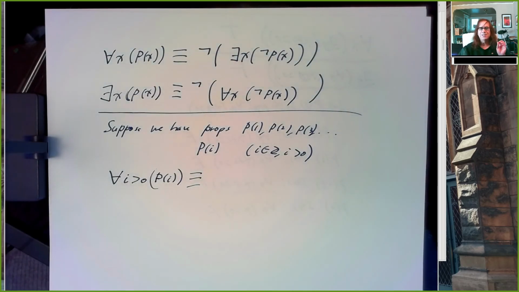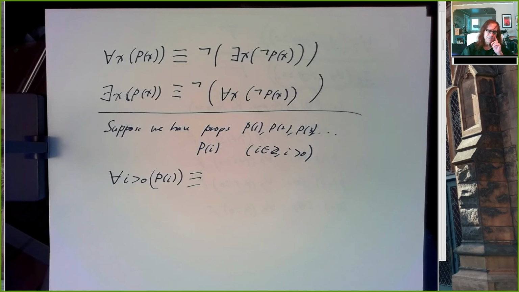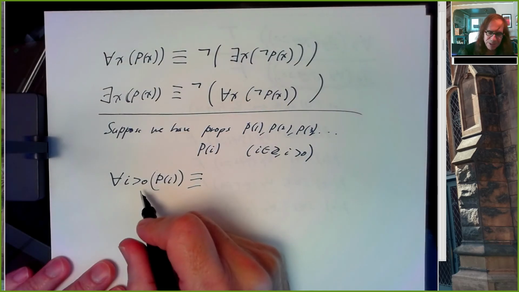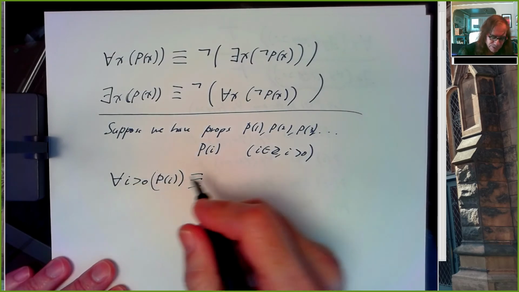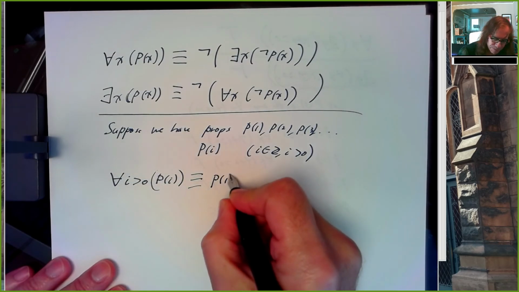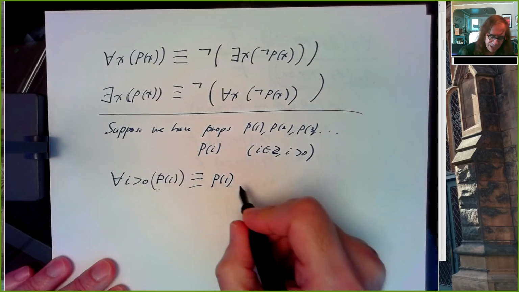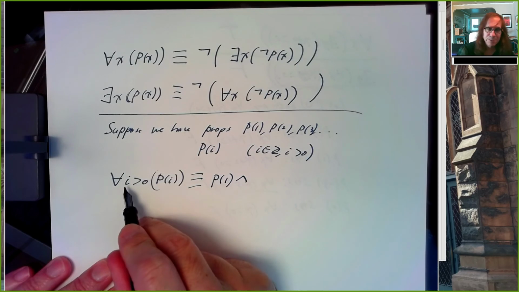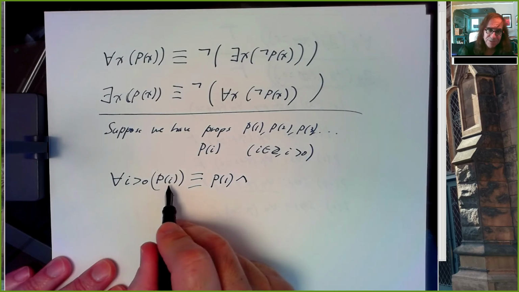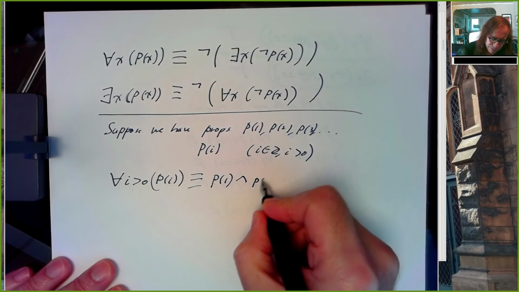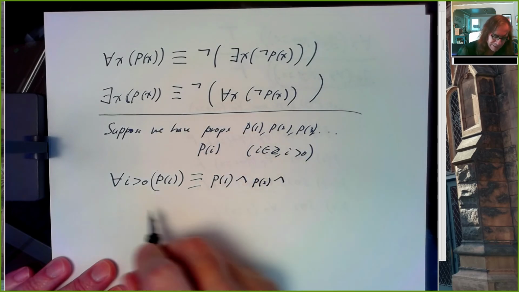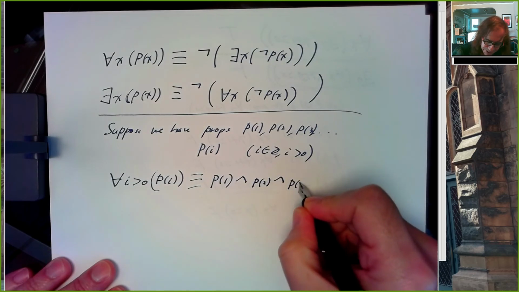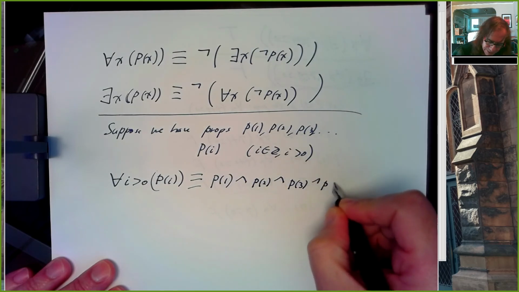Well, this is logically exactly the same thing as the following. If this is true for all I bigger than 0, it must be true for I equals 1, so P of 1 must be true. This is also true if I equals 2, because 2 is bigger than 0, so P of 2 is also true. And if I equals 3, P of I must also be true, so P of 3, and so on.